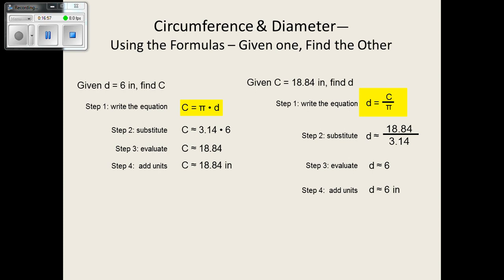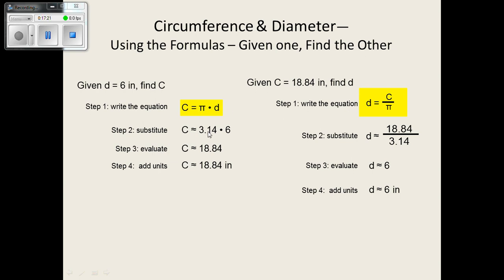Circumference and diameter. On the left, we're given the diameter and asked to find the circumference. On the right, we're given the circumference and asked to find the diameter. Step one is always going to be write the equation. Since we're given d and want to find c, we'll use this equation. C equals pi times d.